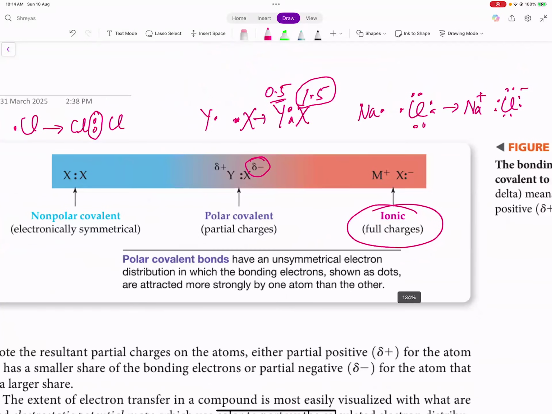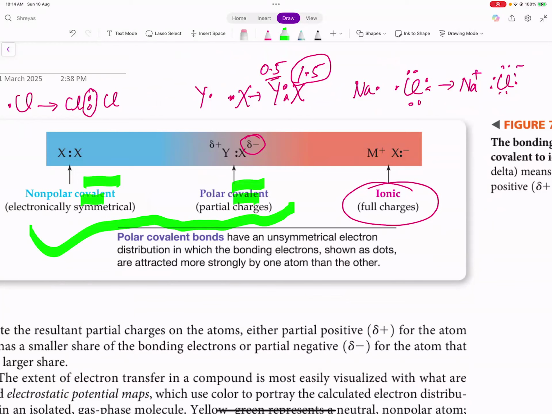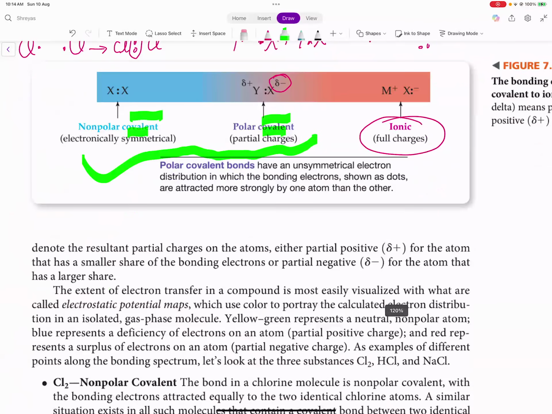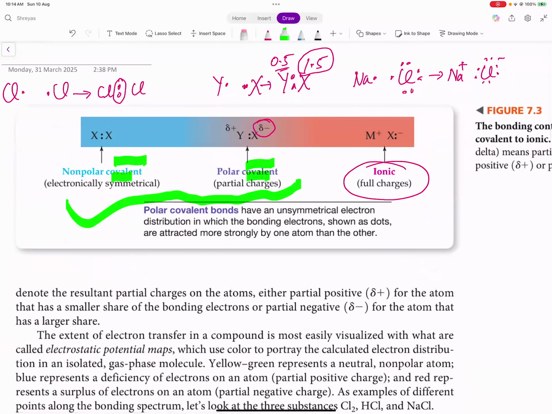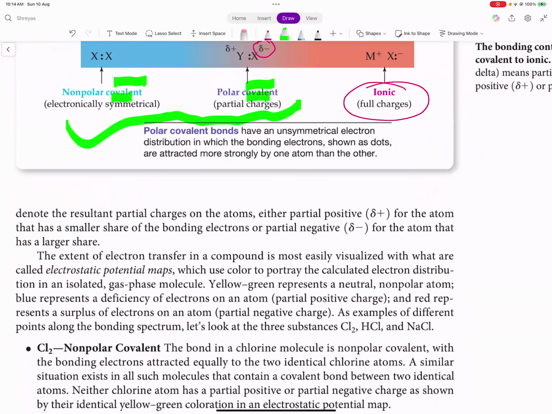Here both the bonds are covalent, because sharing is there. But here it is polar covalent. Polarity has come because it has taken more than it gave. What does polarity even mean? Polarity means it has taken more. Poles, positive and negative poles. Polarity is from pole.